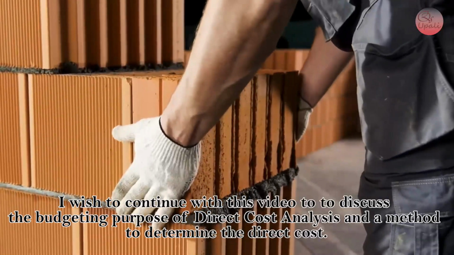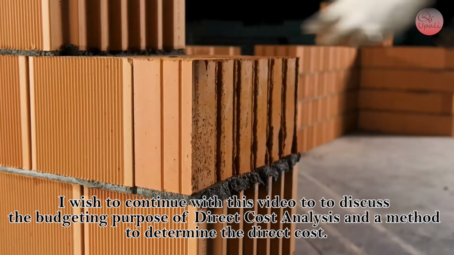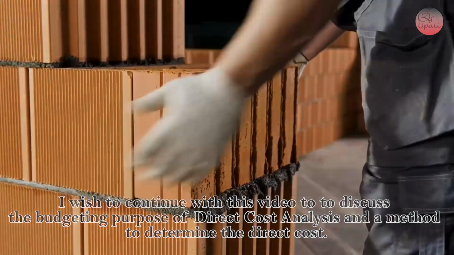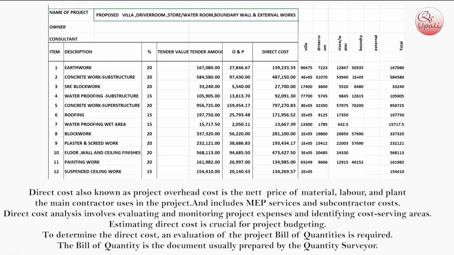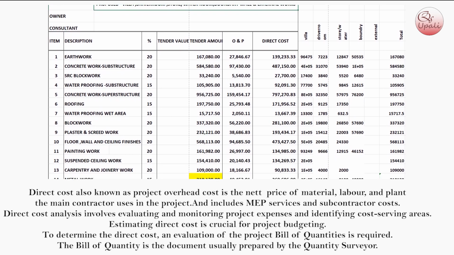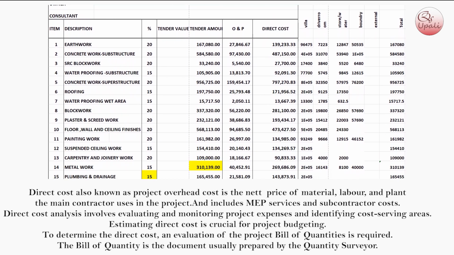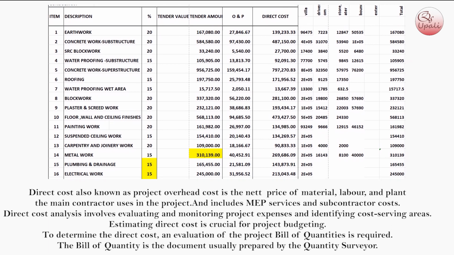I wish to continue with this issue to discuss the budgeting purpose of direct cost analysis and a method to determine the direct cost. The direct cost, also known as project overhead cost, is the net price of material, labor and plant the main contractor uses in the project and includes MEP services and subcontractor costs.